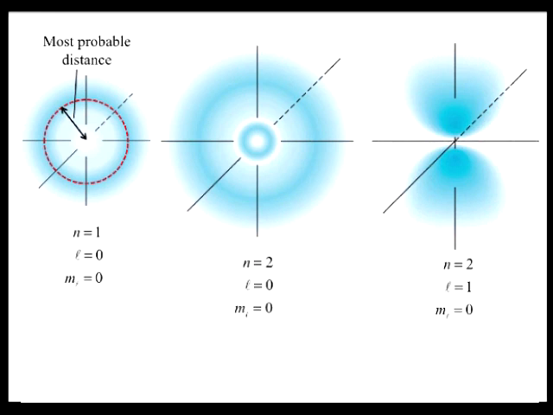For larger values of n, the probability clouds become increasingly complex and are spread out over larger volumes of space. The probability cloud picture of the electron in a hydrogen atom is very different from the well-defined orbit of the Bohr model. The fundamental reason for this difference can be traced to the Heisenberg uncertainty principle.